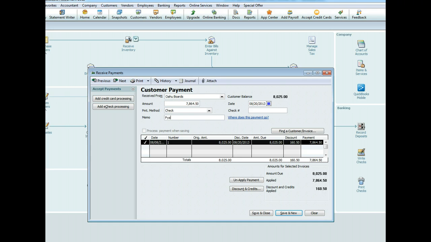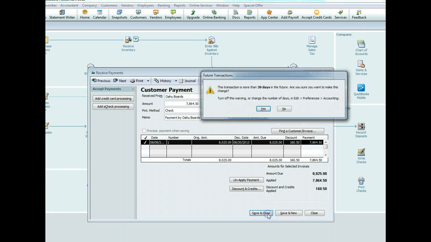So, payment by Oahu Boards, and they got their credit. Okay. Save and close.